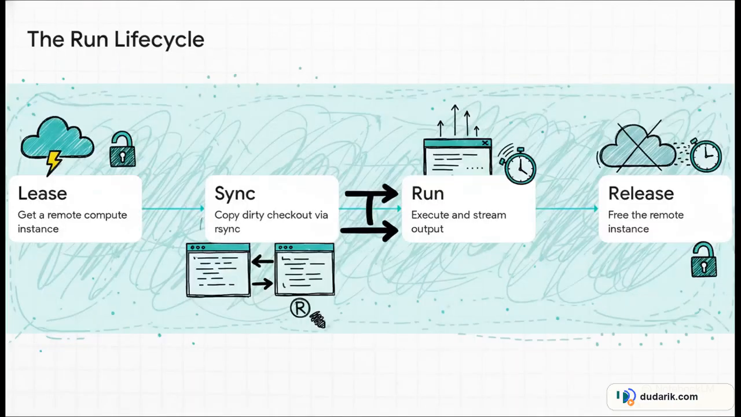This whole elegant solution breaks down into a really clean 4-step lifecycle. First, Crabbox automatically leases a fast remote managed compute instance. Second, it uses rsync to copy your current local checkout. And this is key. It includes your uncommitted, dirty changes. Third, it runs your command and streams the output directly back to your terminal in real time. And finally, the second the command finishes, it instantly releases the lease. The whole cycle just happens seamlessly in the background.